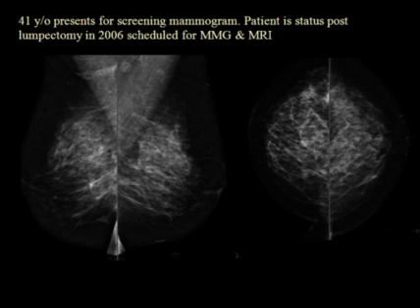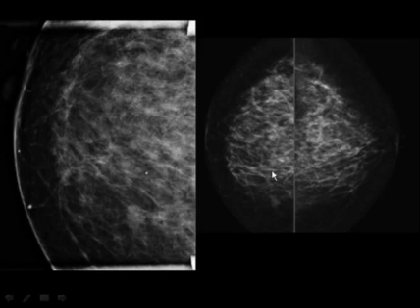This is a 41-year-old. She comes in for a screening mammogram. She has a history of prior lumpectomy a few years ago in the right breast, and she scheduled herself as a high-risk screening mammogram and MRI. She has a typical heterogeneously dense glandular pattern that we see in our young patients. Here's a magnification view, however, near the region of her scar, and we see this lesion. There's a mass right here, which is medial on the craniocaudal view.